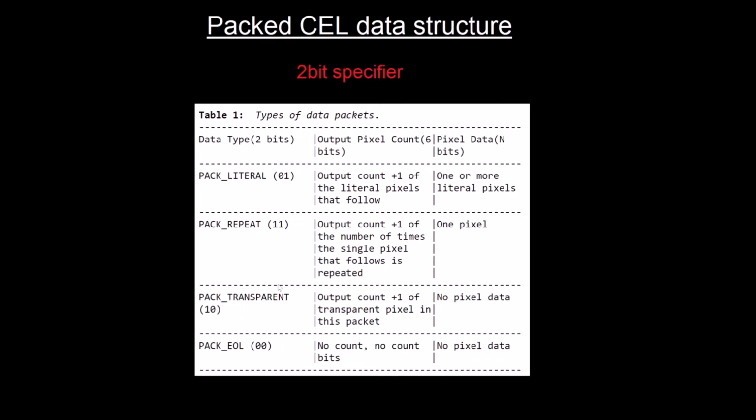And finally, to finish the bitmap line, to tell the CEL engine that the packed data for this bitmap row are over, it's done, go to the next one, there is the end of line, which is 0, 0. So if you put a 0, it's gonna terminate. And that one doesn't even need the rest of the 6 bits.